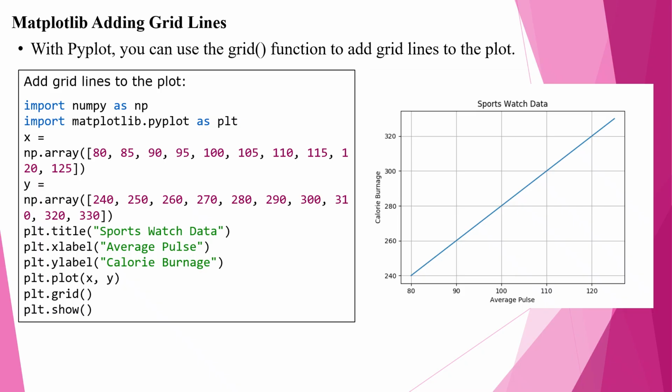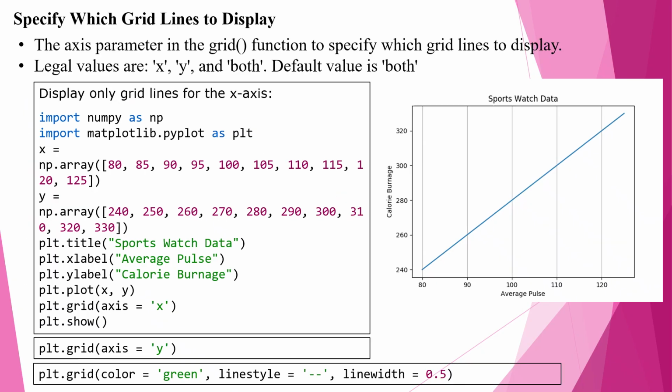The grid function is then used to display the grid lines on the plot, which helps in better visual alignment of data points and makes it easier to interpret values along the axis. Finally, the show function is called to display the complete plot. Adding grid lines enhances the overall visualization by making the graph more structured and easier to analyze.